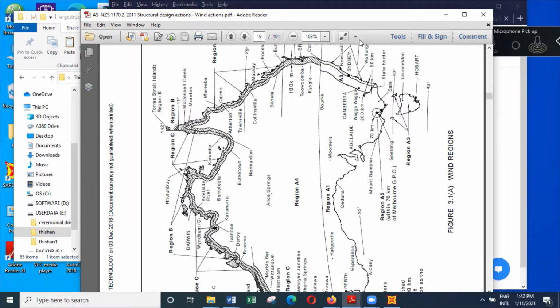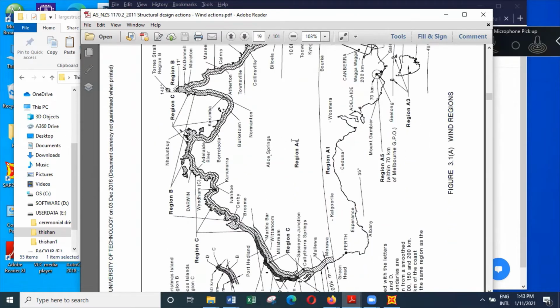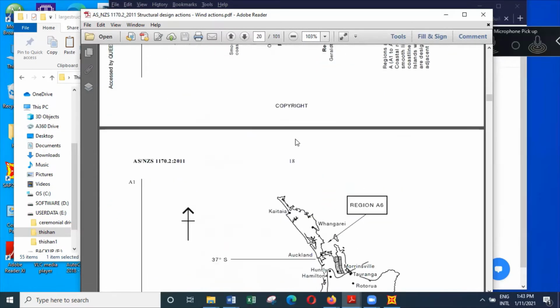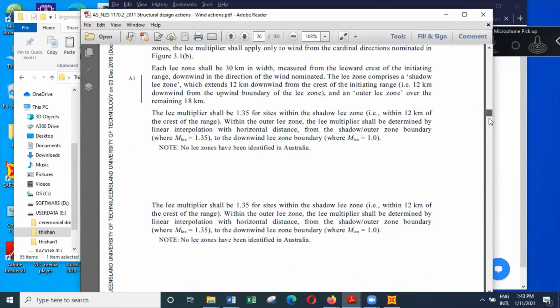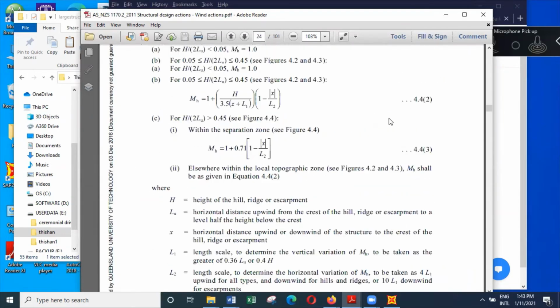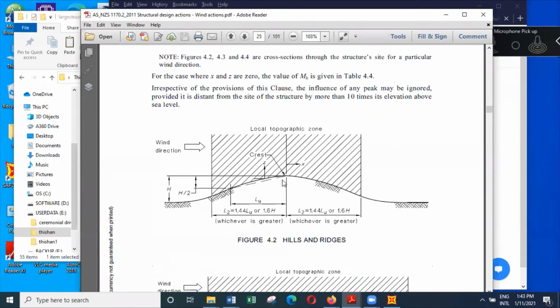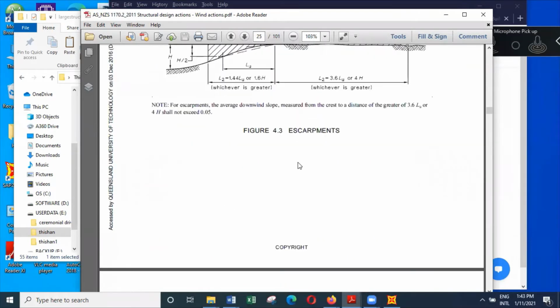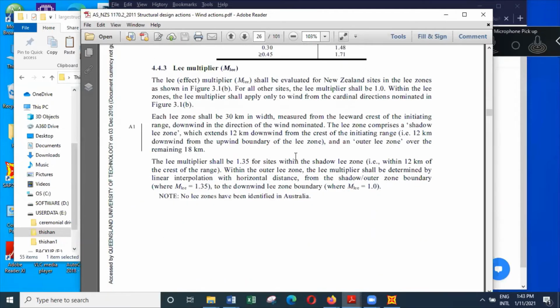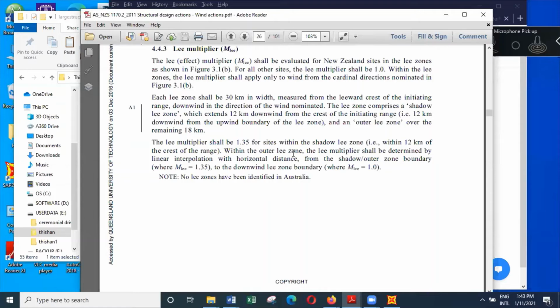And for different regions of Australia, they have defined different wind velocities. They also allow you to consider the possibility of any amplification of wind when the wind is blowing uphill. And also they allow you to consider the shielding effect. If there are other buildings close by, they allow you to make some reduction in the wind loads.